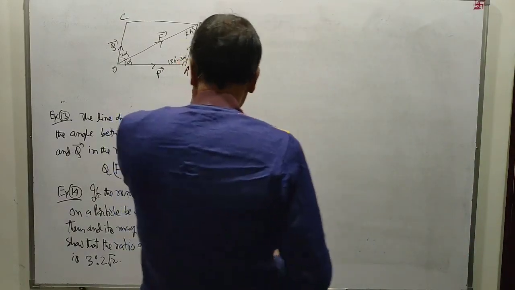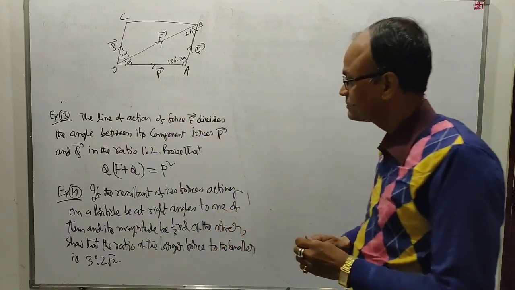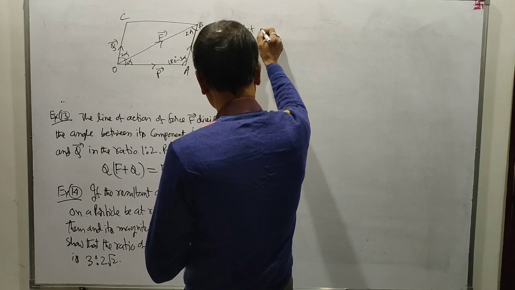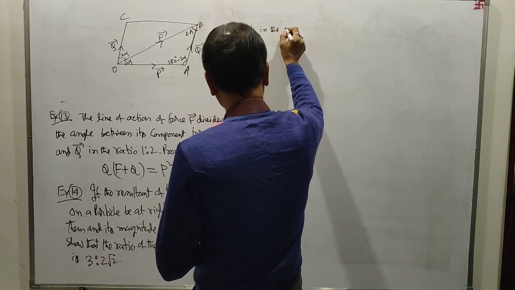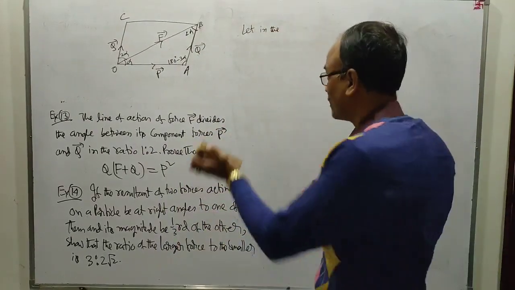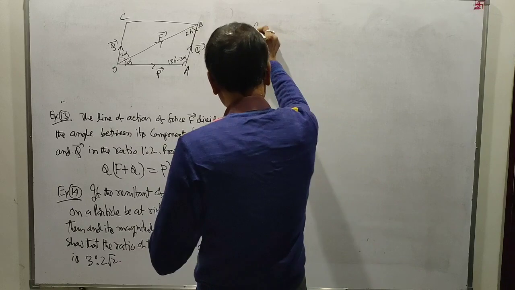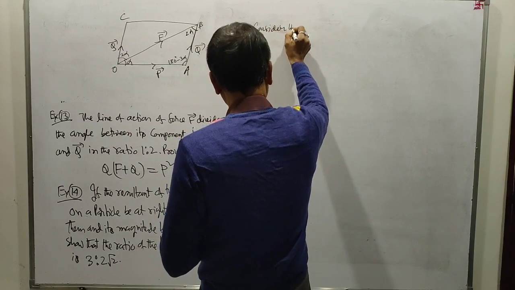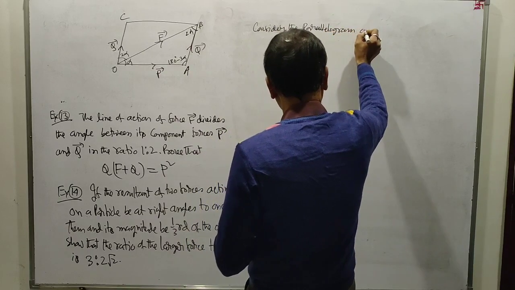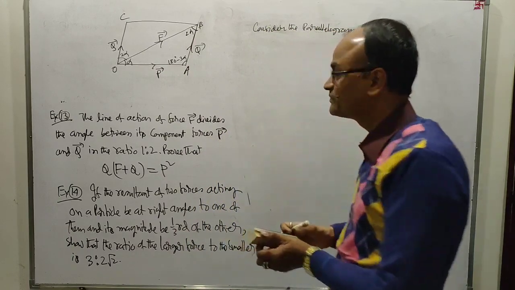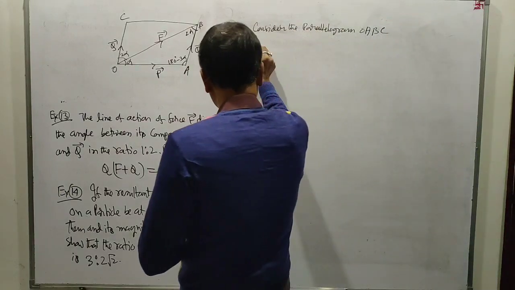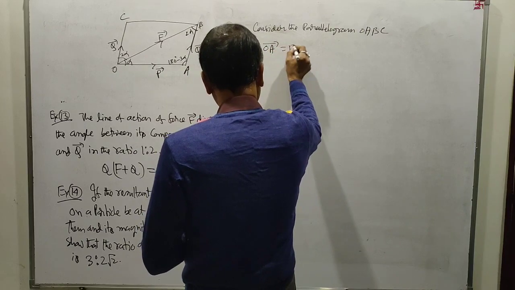Let us try to solve this problem. Consider the parallelogram OABC. Now, let the OA vector be equal to the P vector.